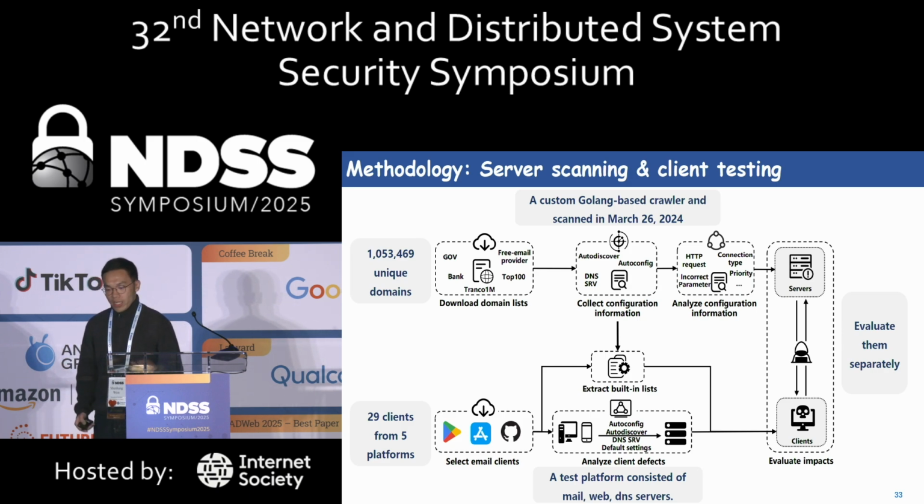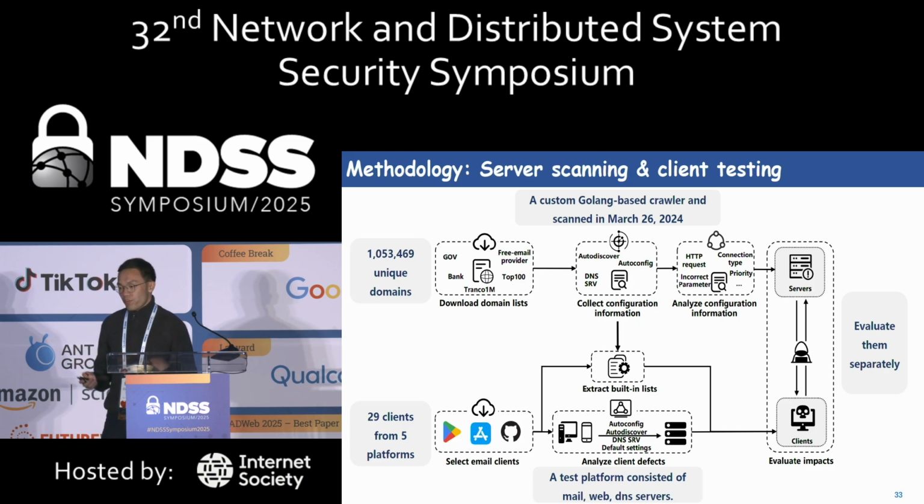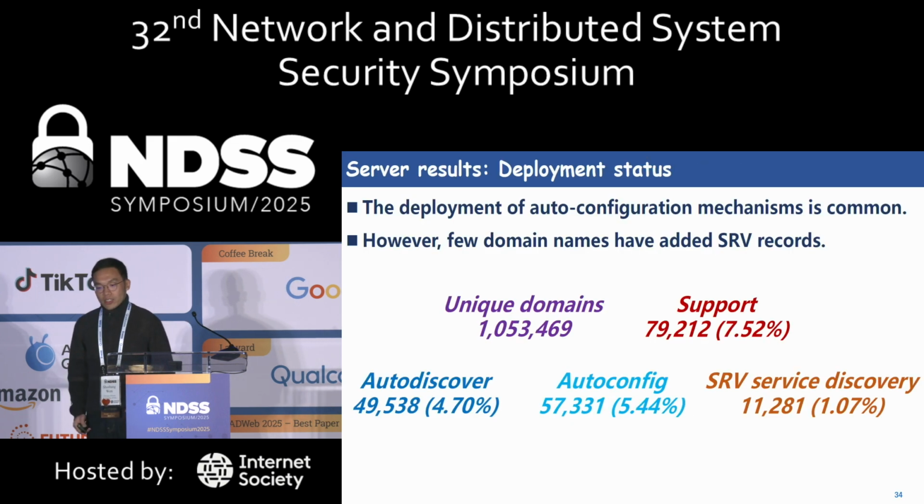For the server side, we measure more than 1 million domains, and we develop a custom Golang-based crawler. And from the client side, we test 29 clients from 5 platforms. And we built a test platform consisting of mail, web, and DNS servers. And finally, we evaluate them separately. Okay, let's look at the results.